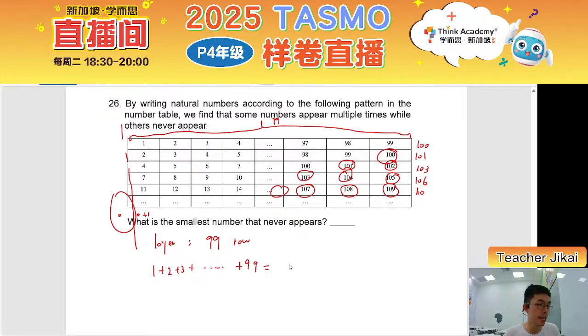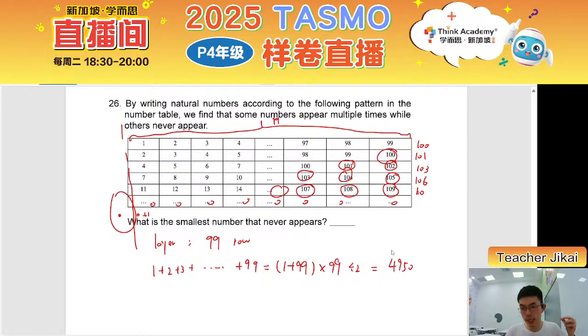So how many numbers do we have? We have 1 plus 99 times 99 divided by 2. So it is 4950. So we know there are altogether 4950 numbers in this triangular number form. Altogether we have 4950.